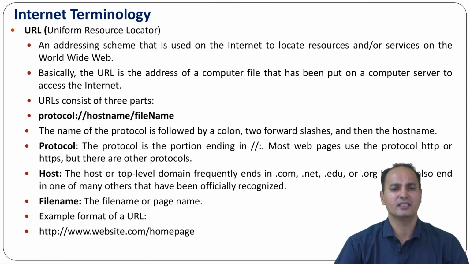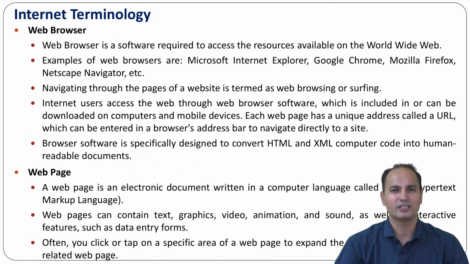File name is the name of the page that a user wants to access. Examples, or we can say the format of the URL, is something like this: http://www.website.com/homepage. Web browser. So what is a web browser?